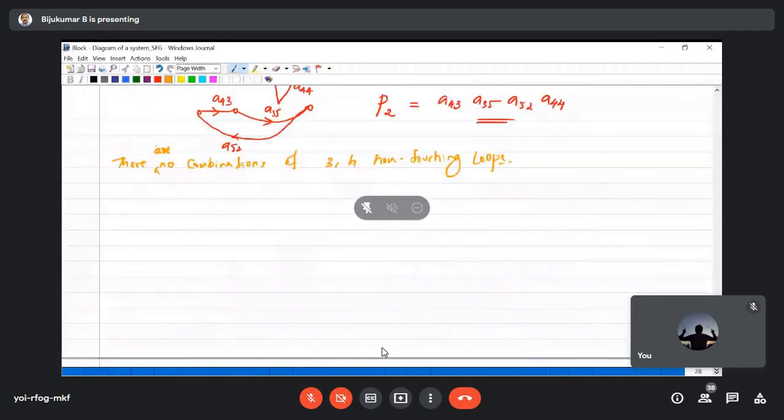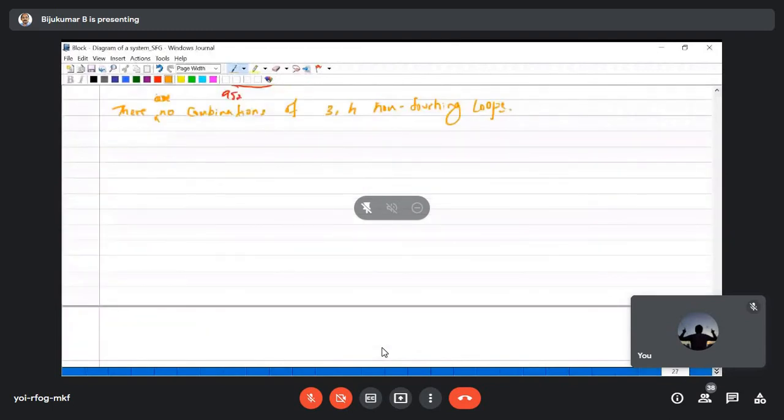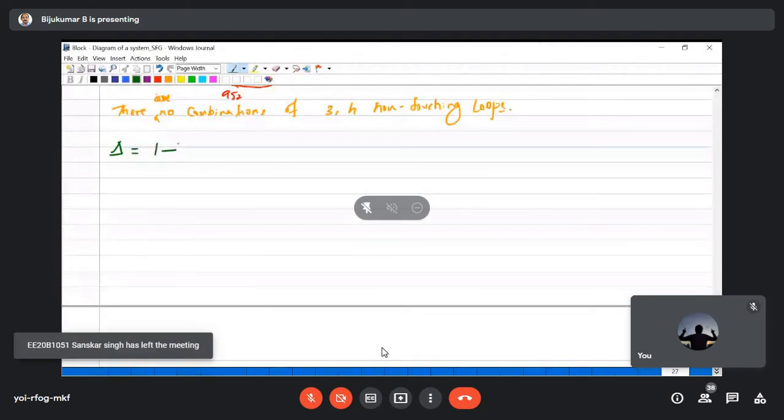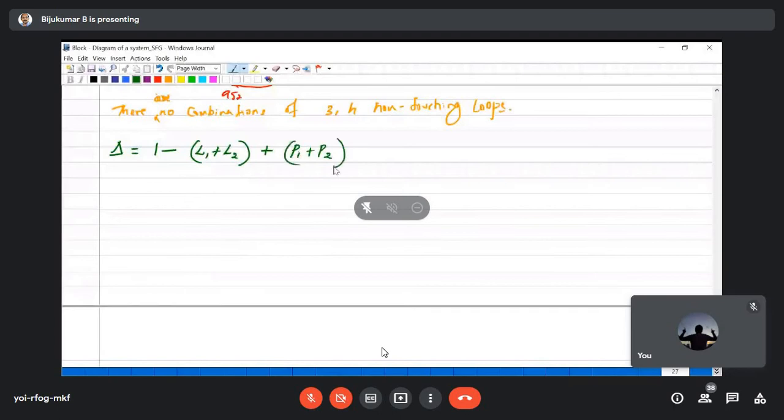So how can we calculate the delta? Delta is nothing but 1 minus sum of the loop gains. That is L1 plus L2. Our loop gains are L1 plus L2 plus sum of the gain product of two non-touching loops. Right? That means P1 plus P2. Remaining are 0, so we don't need to worry about it. So if we substitute here, we get 1 minus. What is L1? Oh, not L1 plus L2. We are having 5 loops.